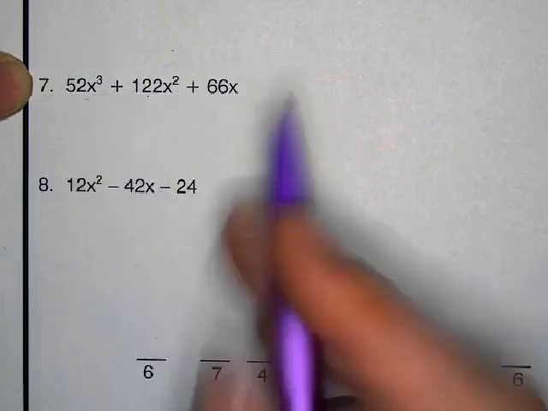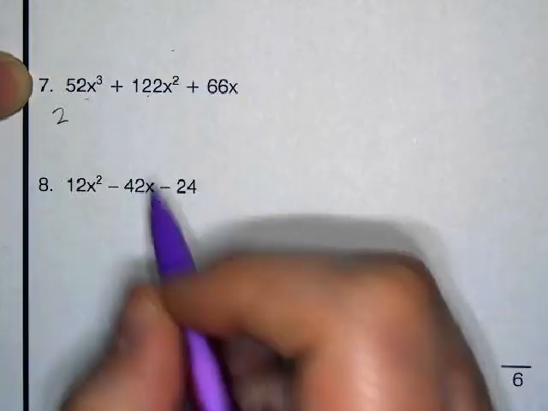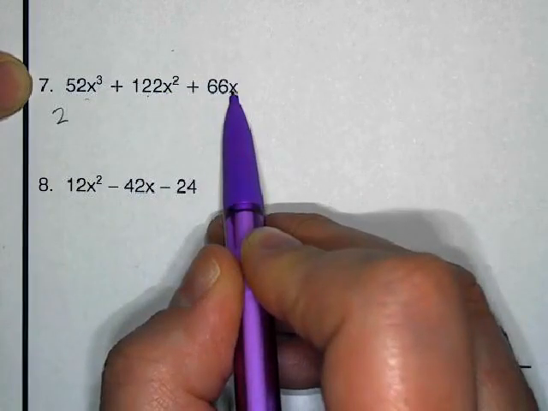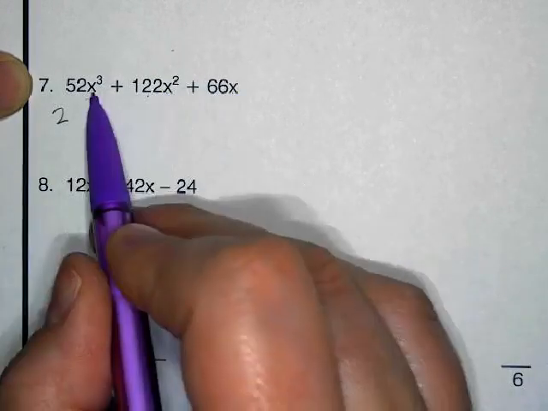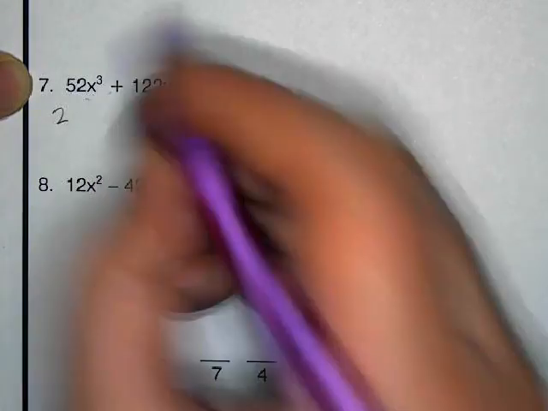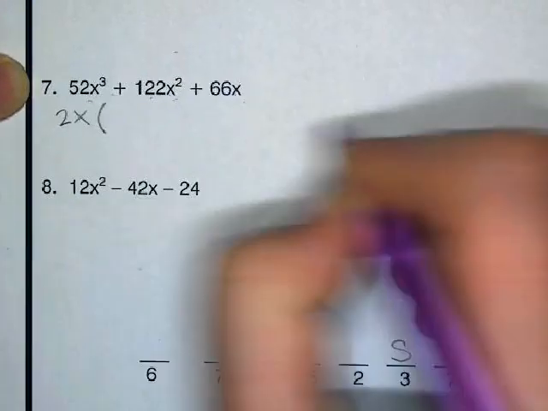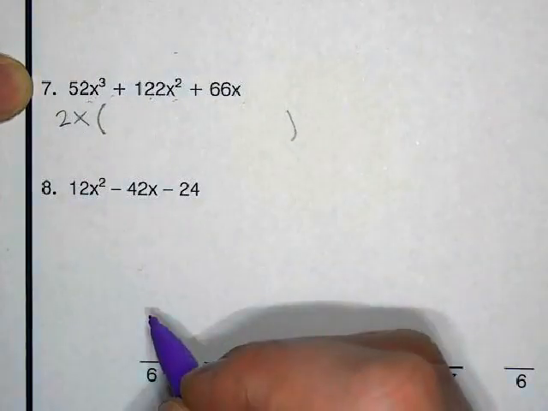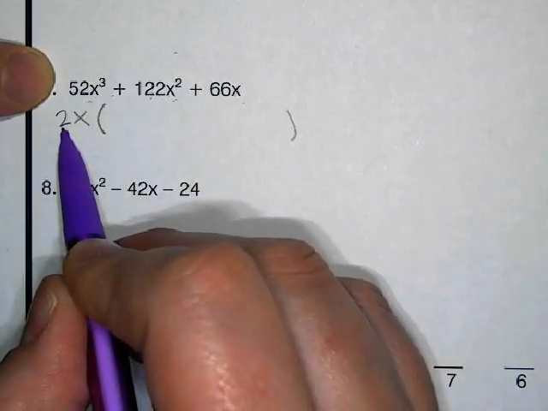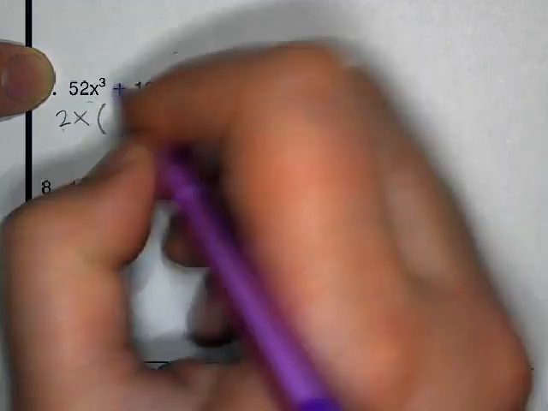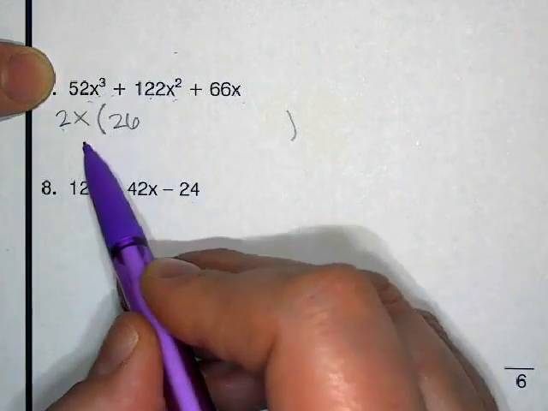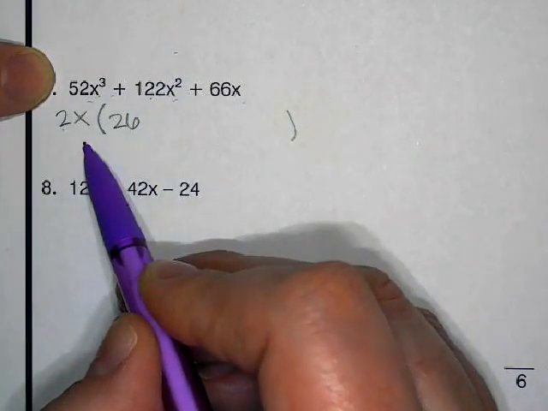And then if you look here, I can see x's in all of the terms as well. Can we take an x out of all of the terms? We can take one x out of all of the terms. So we're going to have to take an x out as well. Okay, so 52 divided by 2, 26. It was x to the third, but I took out one x. So what is it now? X to the second. Okay.